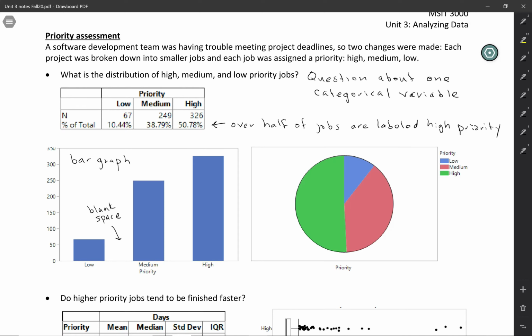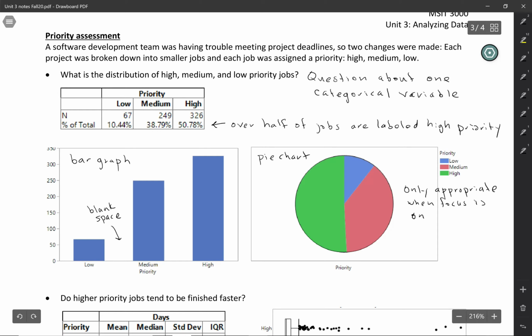The other graph that we can use for categorical data is called a pie chart or a pie graph. So here we're looking at the same data. Obviously, we can see a little over half is high priority, and then we can see the split for the low and the medium. So I will say pie charts are a little bit more limited when you can use them. In particular, it's only appropriate to use a pie graph when the focus is on percents. So in other words, if you're looking at a pie graph, it must add up to 100%, right? You have to have all of the categories.